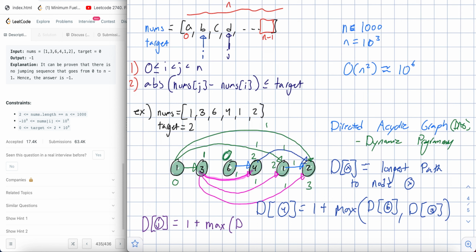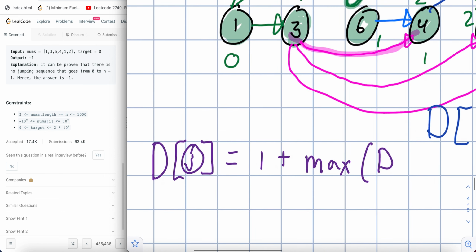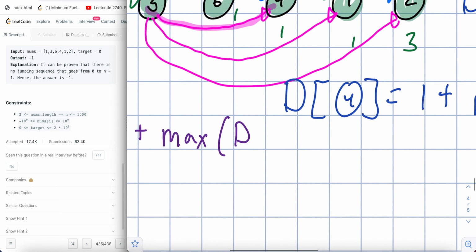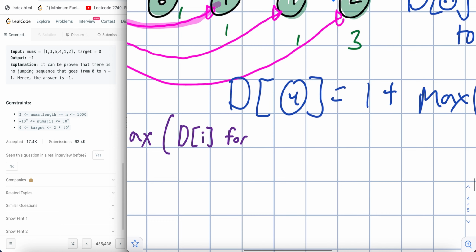Right, so if I'm jumping to node J, let's just write this out really big. So we're going to say D of j, representing that I'm at node j, is going to be 1 plus the max of D of I for all nodes I less than j. So for I less than j.